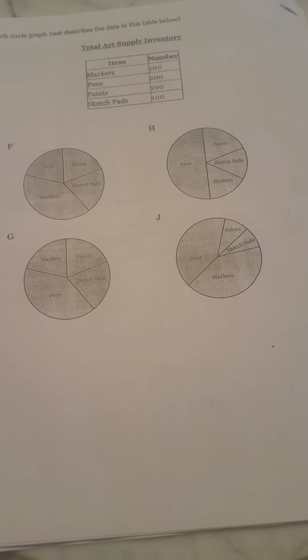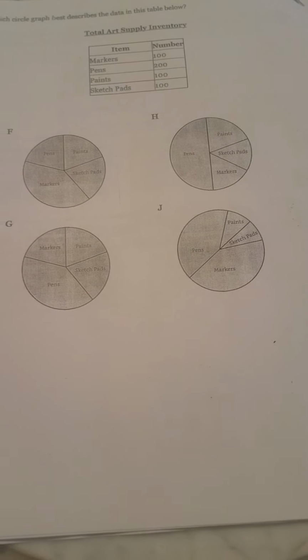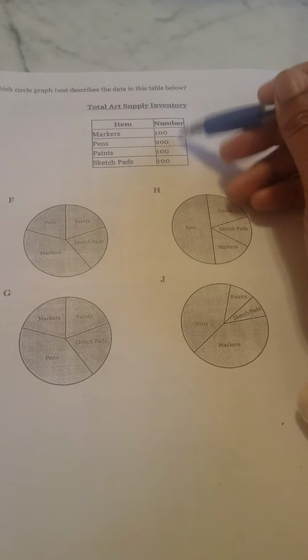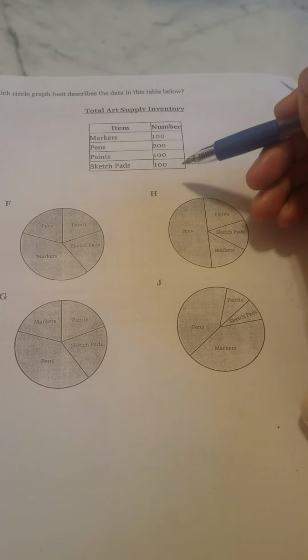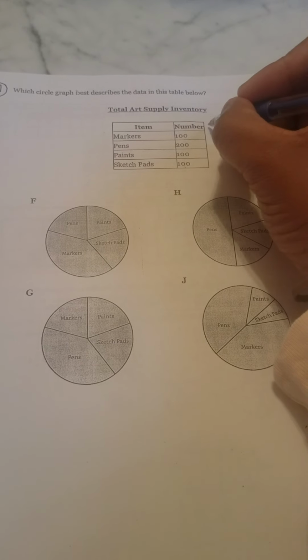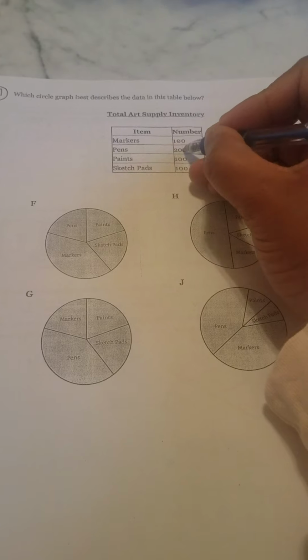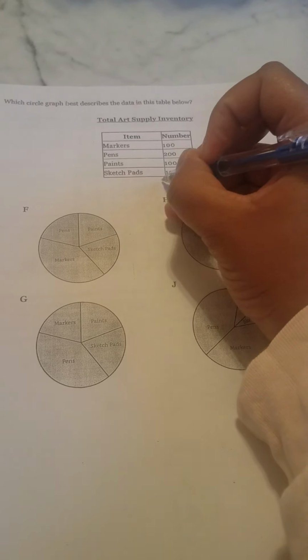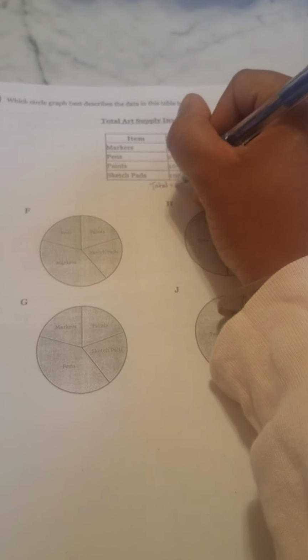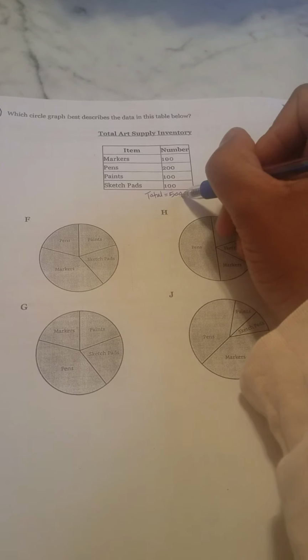All right, number 17 says, which circle graph best describes the data in this table below? Okay, so basically, a circle graph is made of percentages as well. So I want to get this to become percentages as I did before on number 15, I believe. The first thing you want to do is get a total because you're going to want to get a fraction. So I'm going to get a total by adding these numbers together. If I do so, I will get a total of 500. And that's going to be the denominator for my fractions.